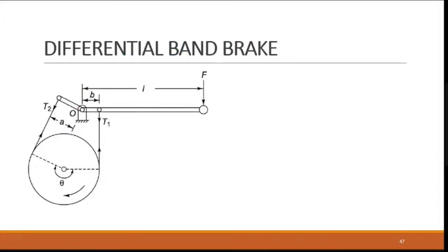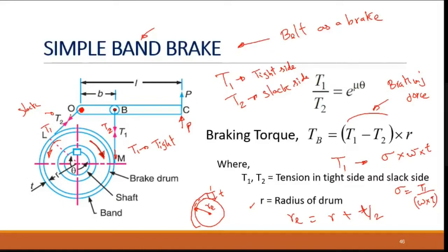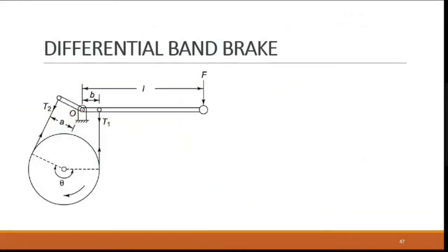So the difference is, you can see there is an increase in your lever. So when you consider this differential band brake, you can see that there is an extra lever which is attached. Let me consider that as A, and the other one which is connected to your belt is B. So this is the extra lever which is making it apply the brake, right?